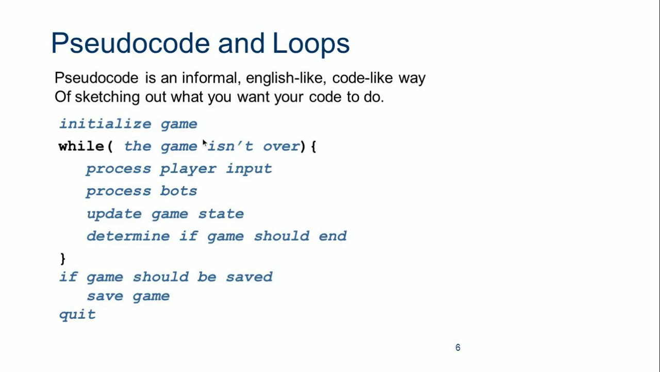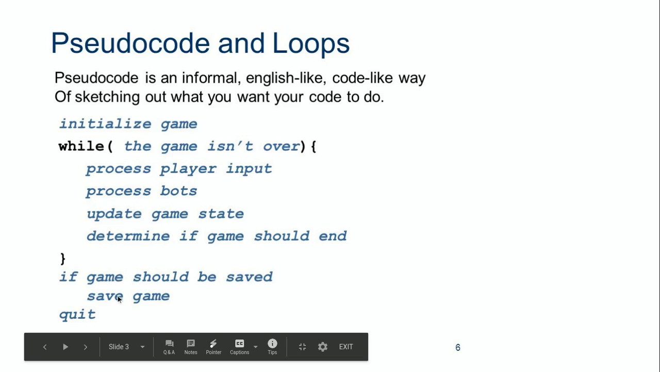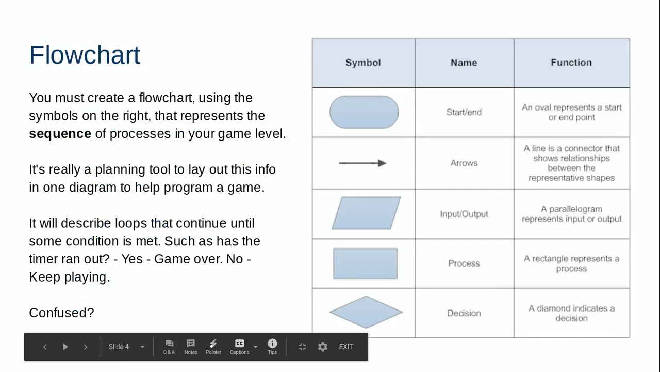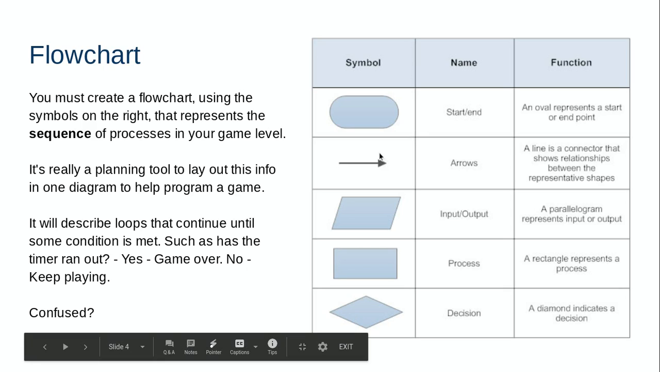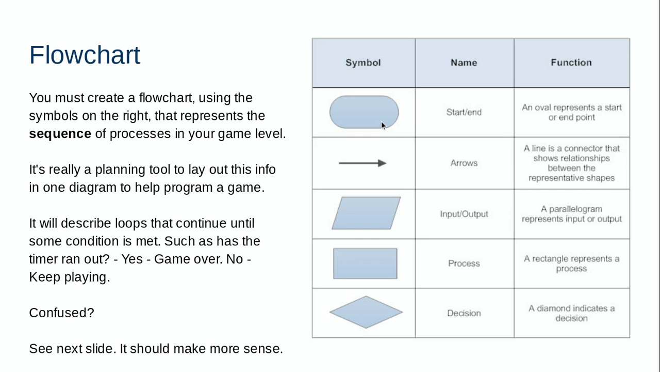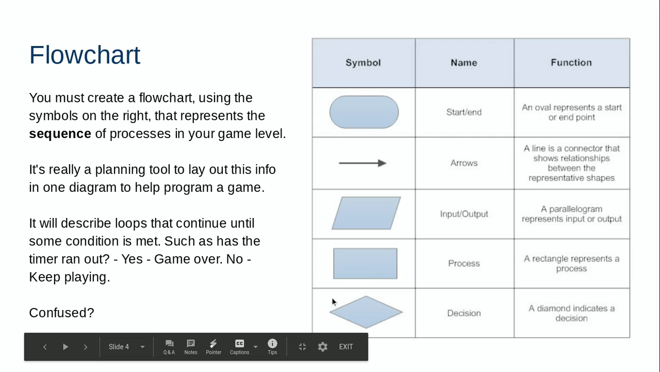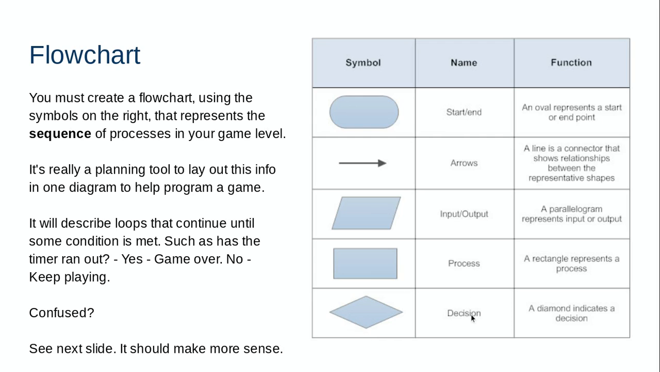So here we've got a very simple, very basic example of a loop happening. So while the game isn't over, do all this stuff: process input, process bots, update the game state, determine if you should end. If the game ends, we come out of that loop and we determine whether the game should be saved, save the game, quit, etc. Okay, so we're going to create this flowchart using the standard accepted symbols. So ovals for start and end points, arrows to connect and show relationships, parallelograms for inputs and outputs, rectangles to show processes, diamonds to show decisions.